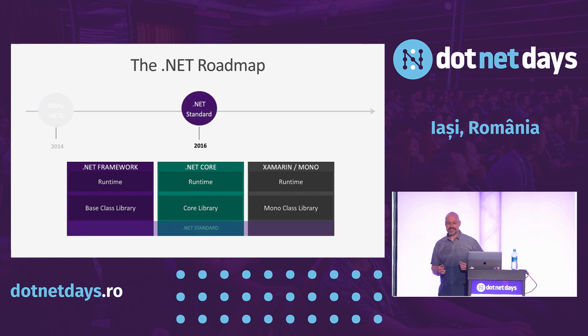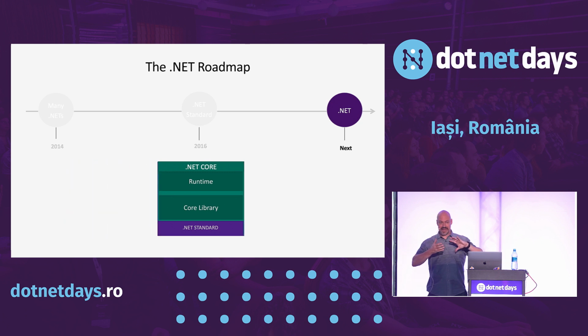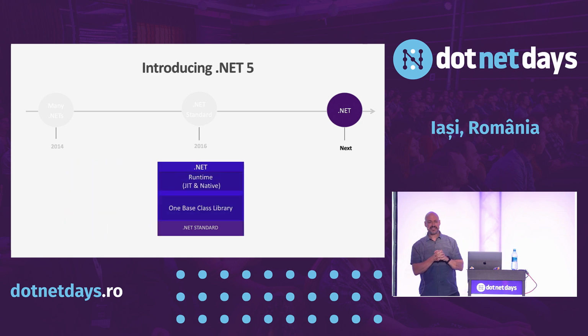So the first big step was creating .NET Standard, and this was in 2016. This allows you to share NuGet packages and library code between the different .NETs. But they're still separate .NETs. And the next step is .NET 5, where we actually compress that down. So this is taking some of the best of all of them.